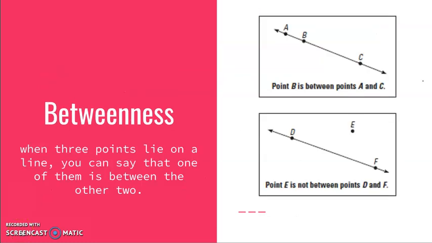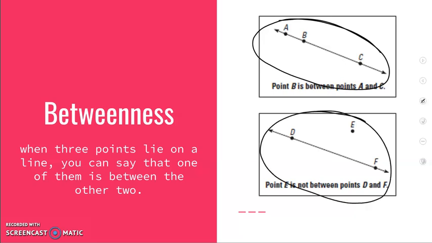Now let's talk about a concept referred to as betweenness. When 3 points lie on a line, you can say that one of them is between the other 2. So as you guys see in the top example, A, B, and C are collinear. Therefore, we can state that B is between points A and C. Now notice that D, E, and F are not collinear. Therefore, we cannot state that E is between points D and F. Understanding this is going to allow us to communicate a lot more easily throughout the year.